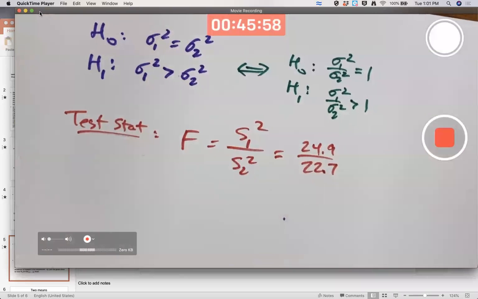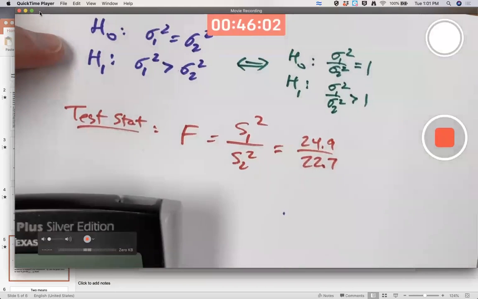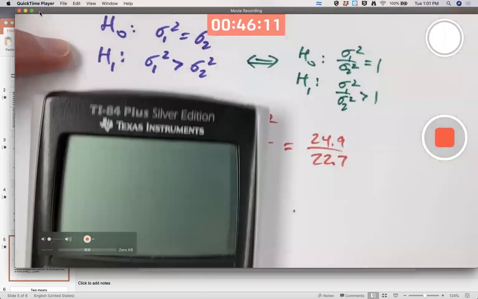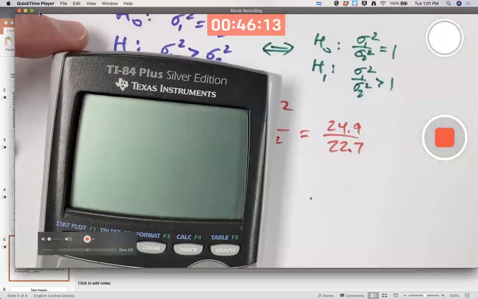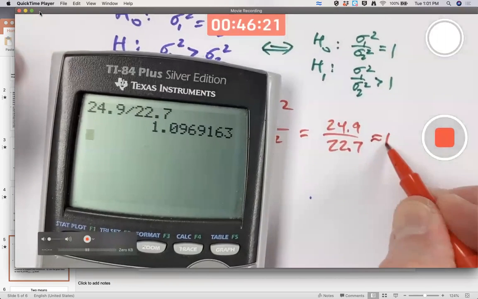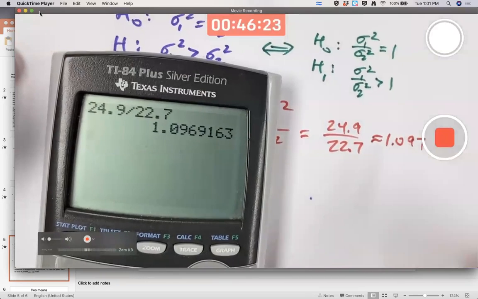But as always, the question is, is it statistically significant evidence? My intuition here is, yeah, that's bigger than 1, but it's not much bigger than 1. I'm thinking this is not going to be real strong evidence against the null. We're not going to reject the null. That's just a guess ahead of time. 24.9 divided by 22.7 is about 1.097.